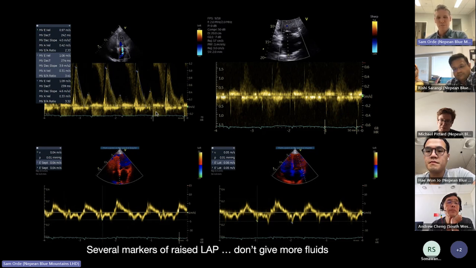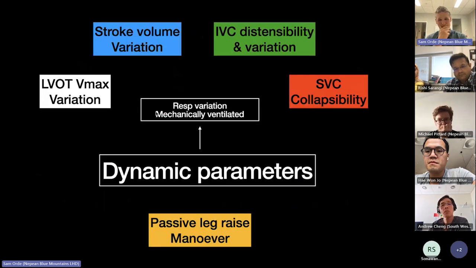Okay, so there are still echo parameters, but I think the integration of the clinical signs and symptoms with echo can be quite a powerful mixture. So those are the static parameters. Are there any questions so far before I move on to talk about the dynamic ones? Okay, so far? Okay. So, dynamic parameters.